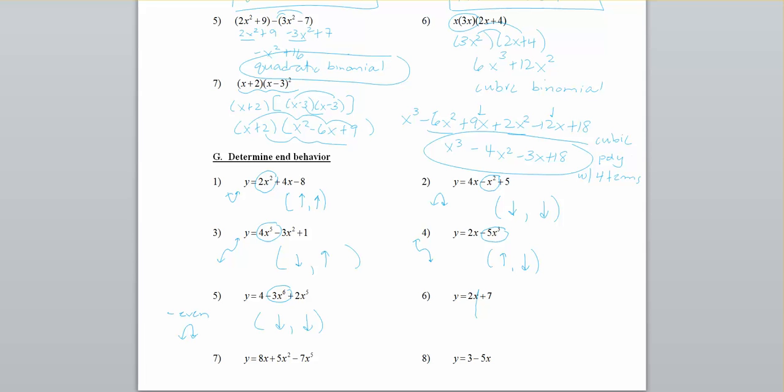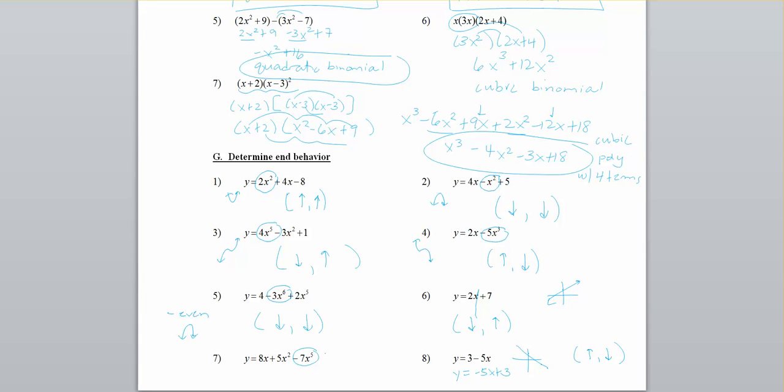Now, number 6 is just a linear graph. If I went like up 7 and my slope was 2, I would have an equation of a line. If I have an equation of a line with a positive slope, my graph's going to look like down on the left and up on the right. Whereas, let's jump to number 8. 3 minus 5x, if I wrote that as negative 5x plus 3, that would be a y-intercept of 3, and my slope would go down 5 over 1. So when I have a linear function with a negative slope, my end behavior is going to be up, down.